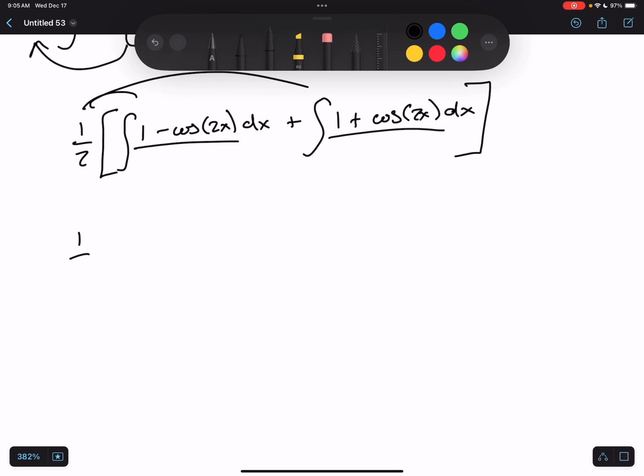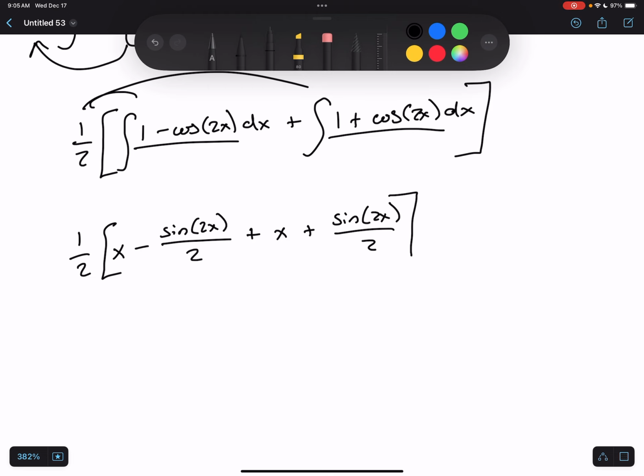So we've got 1/2 out front times the integral of 1 with respect to x is x. The integral of cosine 2x with respect to x is going to be minus sine 2x over 2. And then we'll add the result of this integral, which would be plus, again, 1 with respect to x is x. Cosine 2x with respect to x would be plus here, sine 2x over 2. We'll go ahead and close those brackets, and then we'll add the insides.